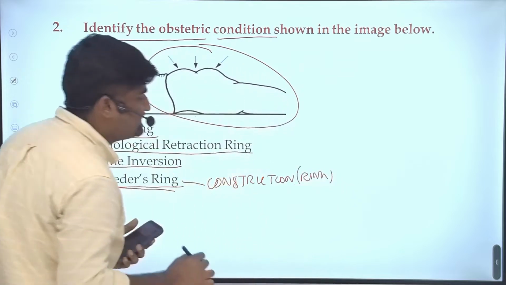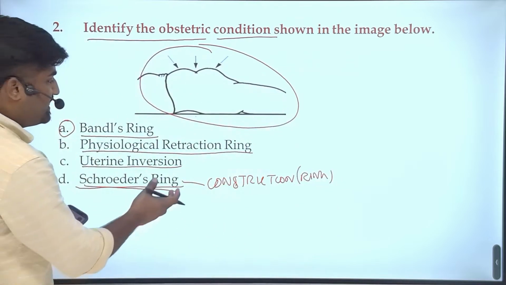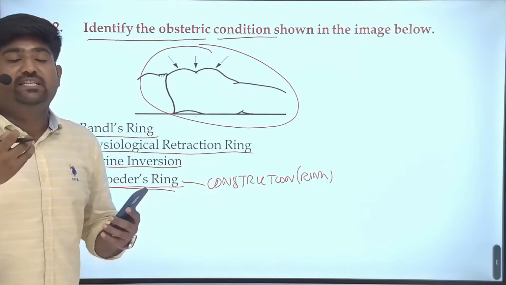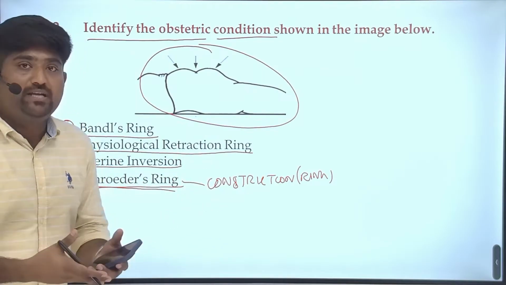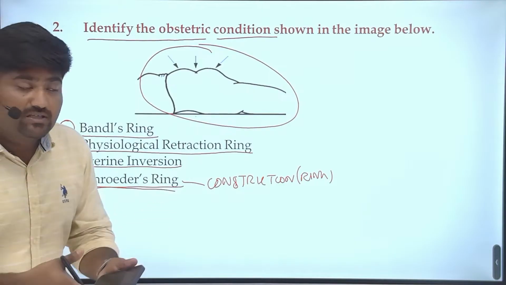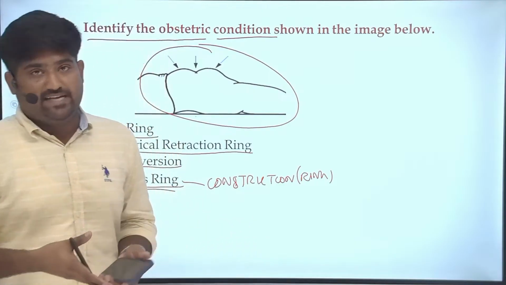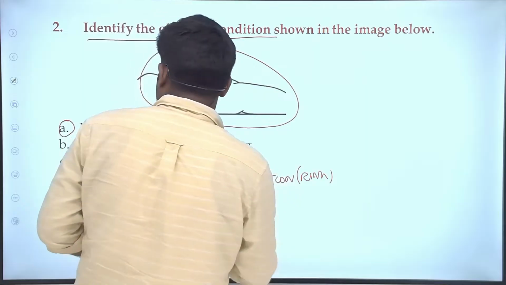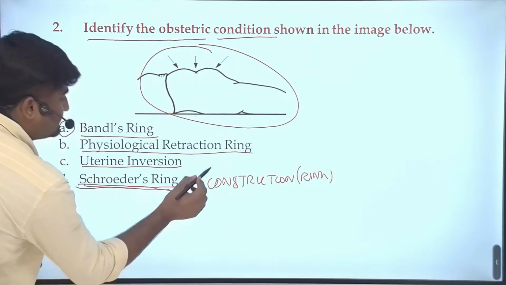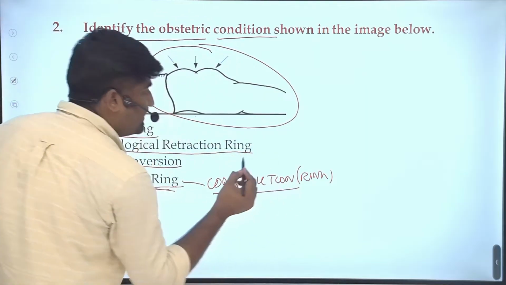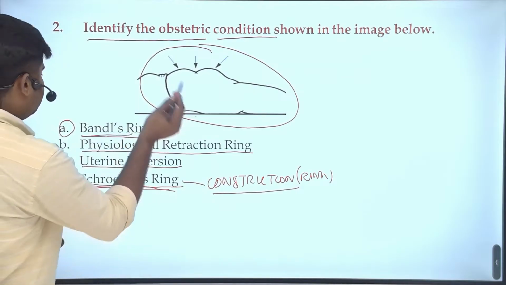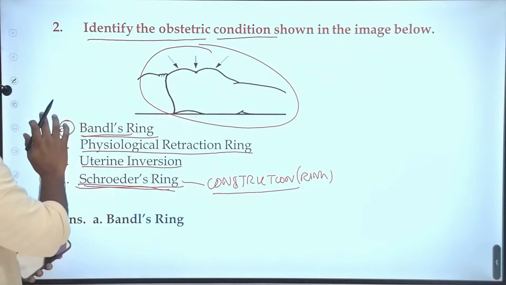It is called a constriction ring, where, due to a uterine problem, there will be excess pressure towards the fetal neck. That is called the Schizoidus ring or constriction ring. This is Bandl's ring, you all know. So that is the answer.